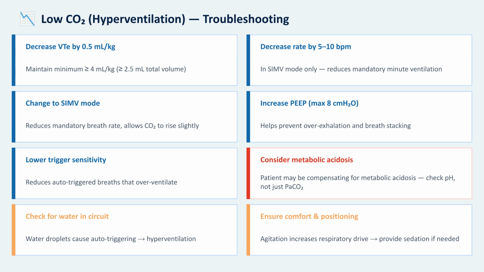When troubleshooting low carbon dioxide or hyperventilation, actions include decreasing VTE, decreasing the rate in SIMV mode, or increasing PEEP. Also, lower the trigger sensitivity to reduce auto-triggered breaths. Consider metabolic acidosis, as the patient may be compensating. Check for water in the circuit and ensure patient comfort and positioning.